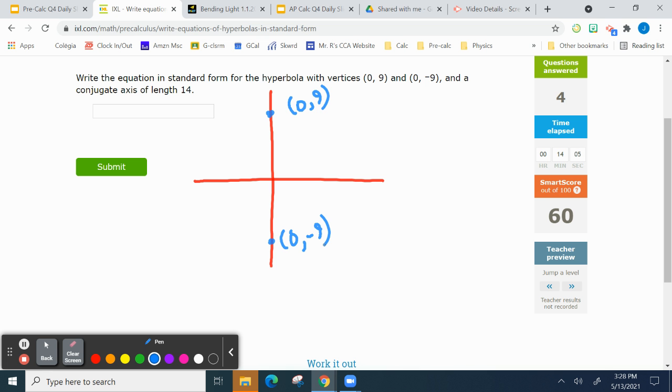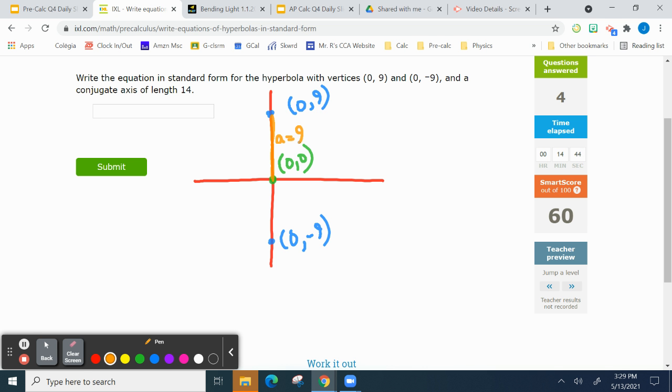Okay, so first of all, we need to find the center, which we know is going to be directly between the two vertices, right? You could find that no matter what these two vertices were, you could find the center between them because they make a line. In this case, it's just going to be 0, because it has to be in line with the two vertices. So the center is going to be 0, 0. And the conjugate axis has a length of 14. So here's our A length. A equals 9, right?